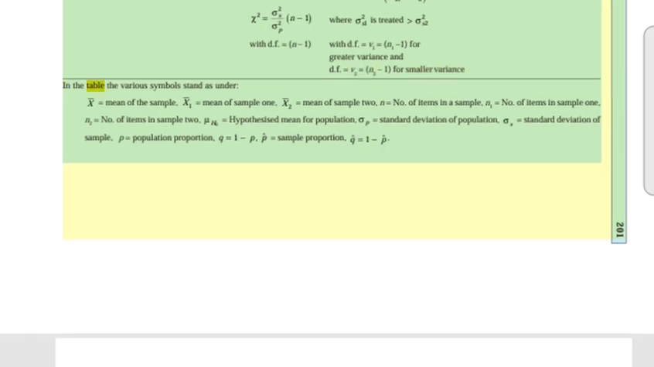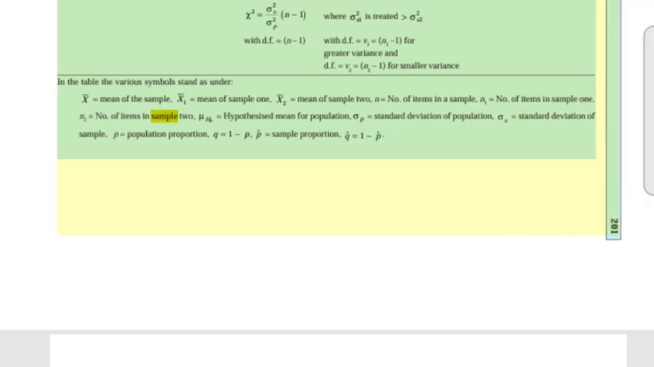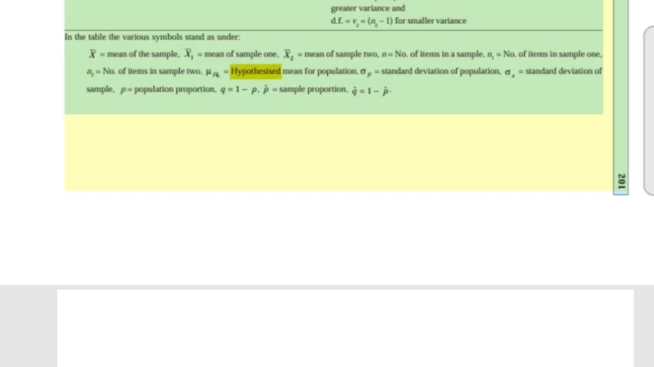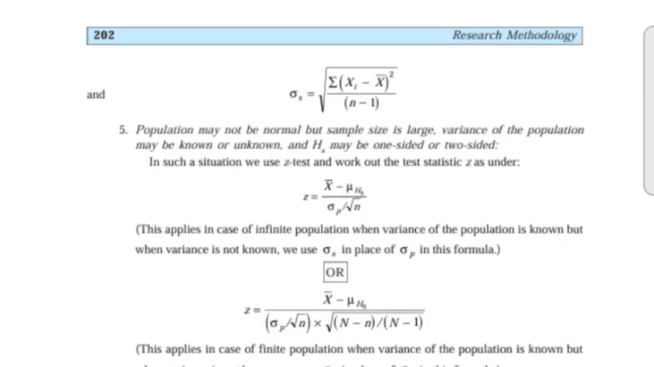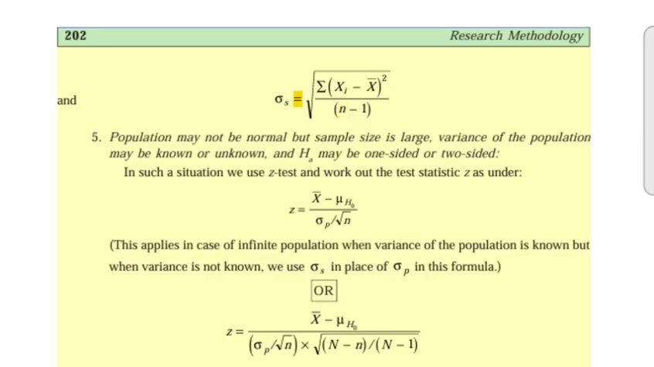In the table the various symbols stand as under. X̄ equals mean of the sample, X̄1 equals mean of sample 1, X̄2 equals mean of sample 2, n equals number of items in a sample, n1 equals number of items in sample 1, n2 equals number of items in sample 2, μH0 equals hypothesized mean for population, σP equals standard deviation of population, σS equals standard deviation of sample, p equals population proportion, q equals 1 minus p, p̂ equals sample proportion, q̂ equals 1 minus p̂.